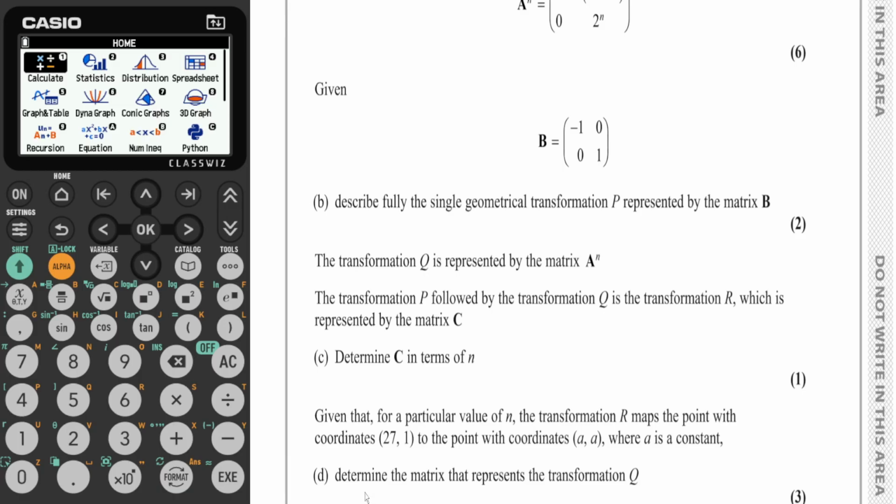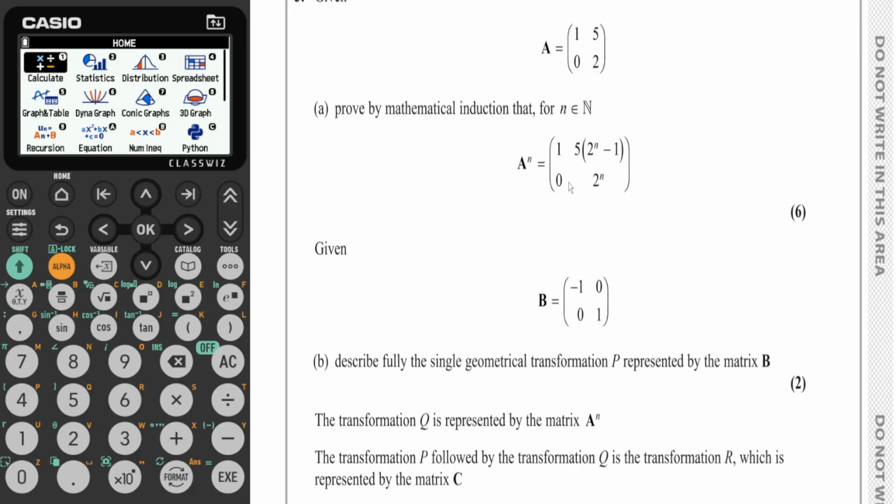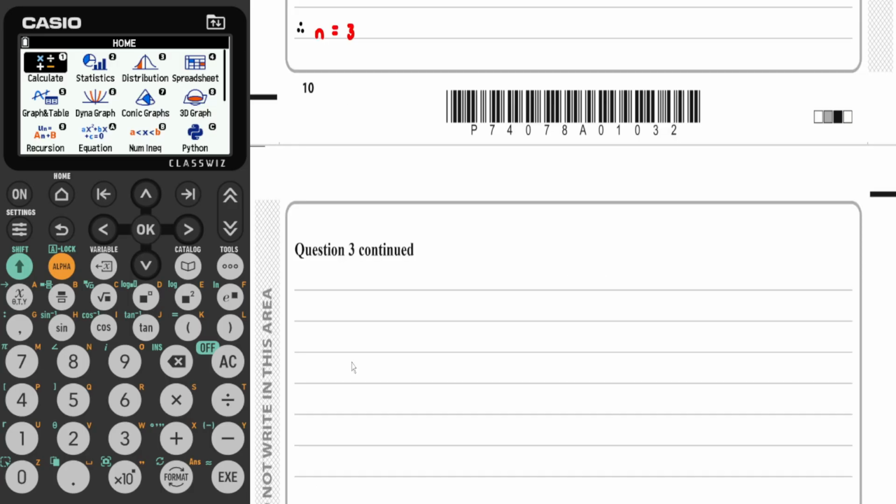In this part of the question we had to determine the matrix that represents the transformation Q, and that's what A to the n is. So we substitute in n equals 3 back into A to the n. So we've got A cubed, which will be given by 1, 5 times 2 to the 3 subtract 1, 0, 2 cubed. So if we work this out, we've got 1, 35, 0, 8.